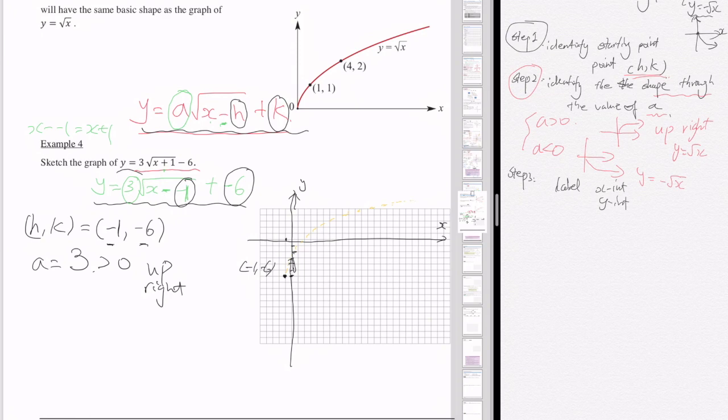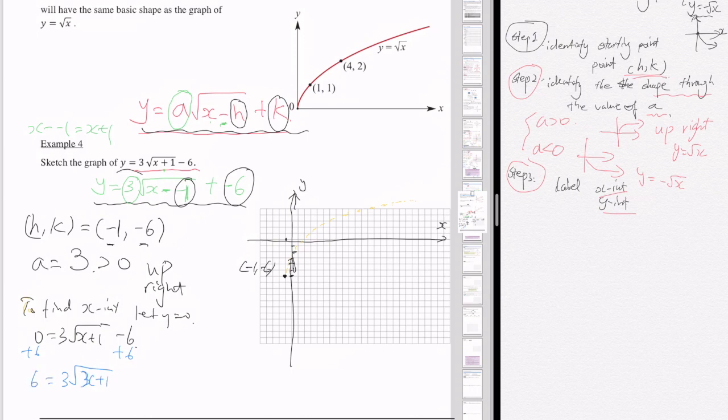But as you can see here, the curved graph that we draw actually intersects with the x and y axes. That means coming from our step 3, we need to label the x and y intercepts. It's similar to what we did before. To find the x-intercept, let y equal to 0. So 0 is equal to 3 times square root x plus 1 minus 6. Now here is minus 6, so I can add 6 to both sides, which gives me 3 times square root x plus 1 equal to 6.